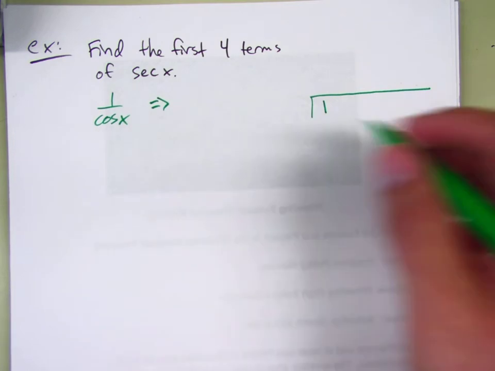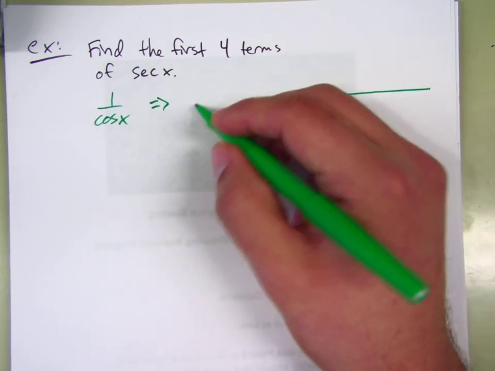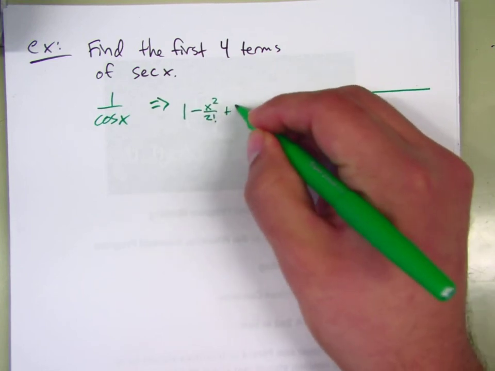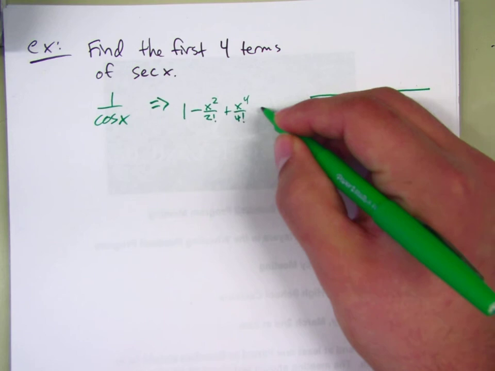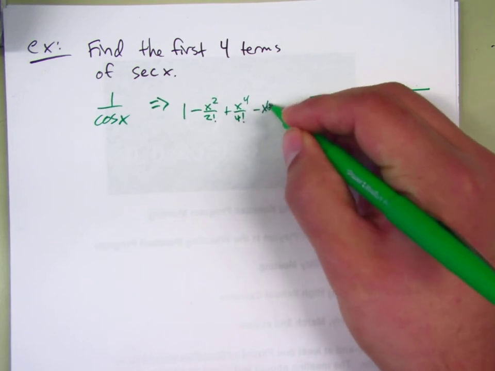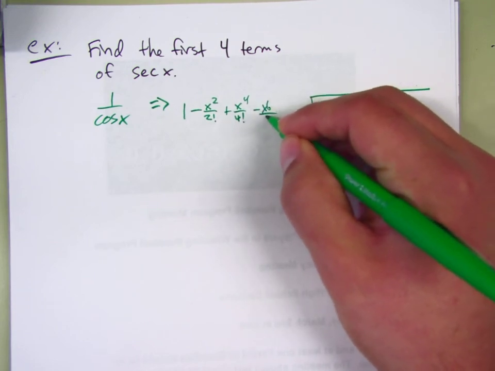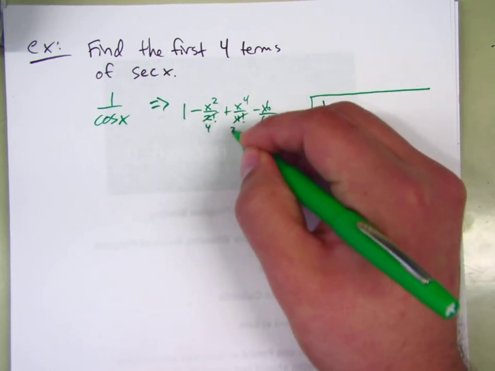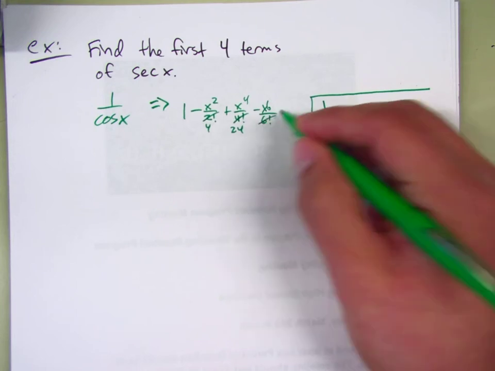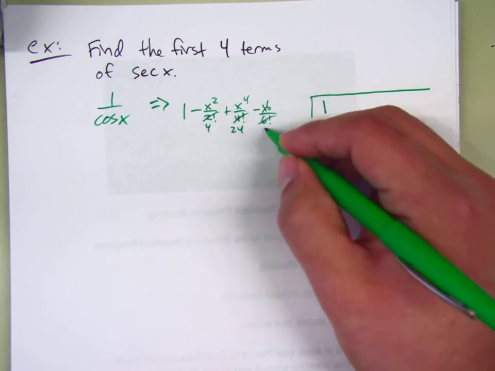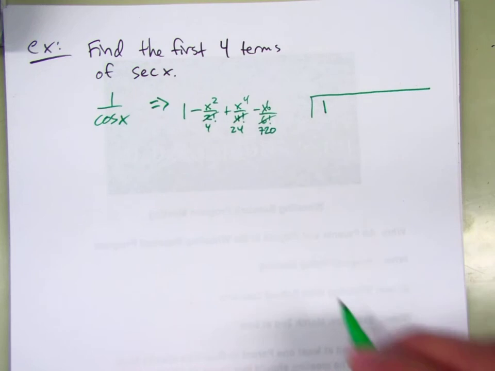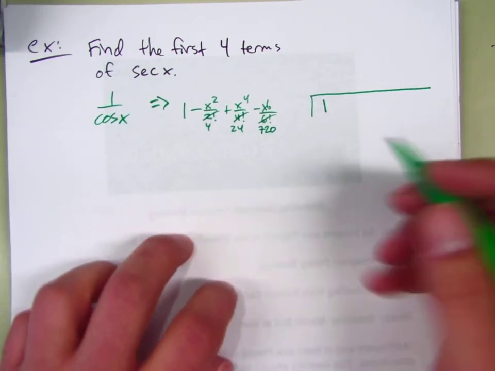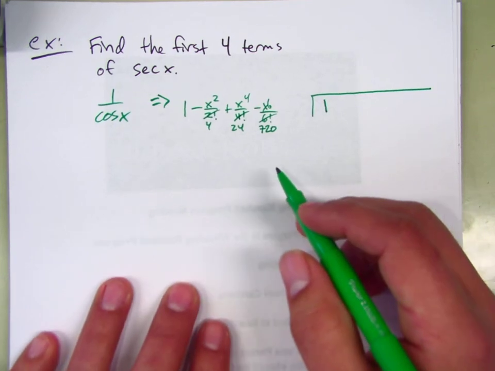So I'll just write out the first few terms for cosine x, which are 1, minus x to the 6th over 6 factorial. We should probably actually figure these out. This is 4, that's 24, right? And 6 factorial is 5 is 120, so this is 720. Okay.